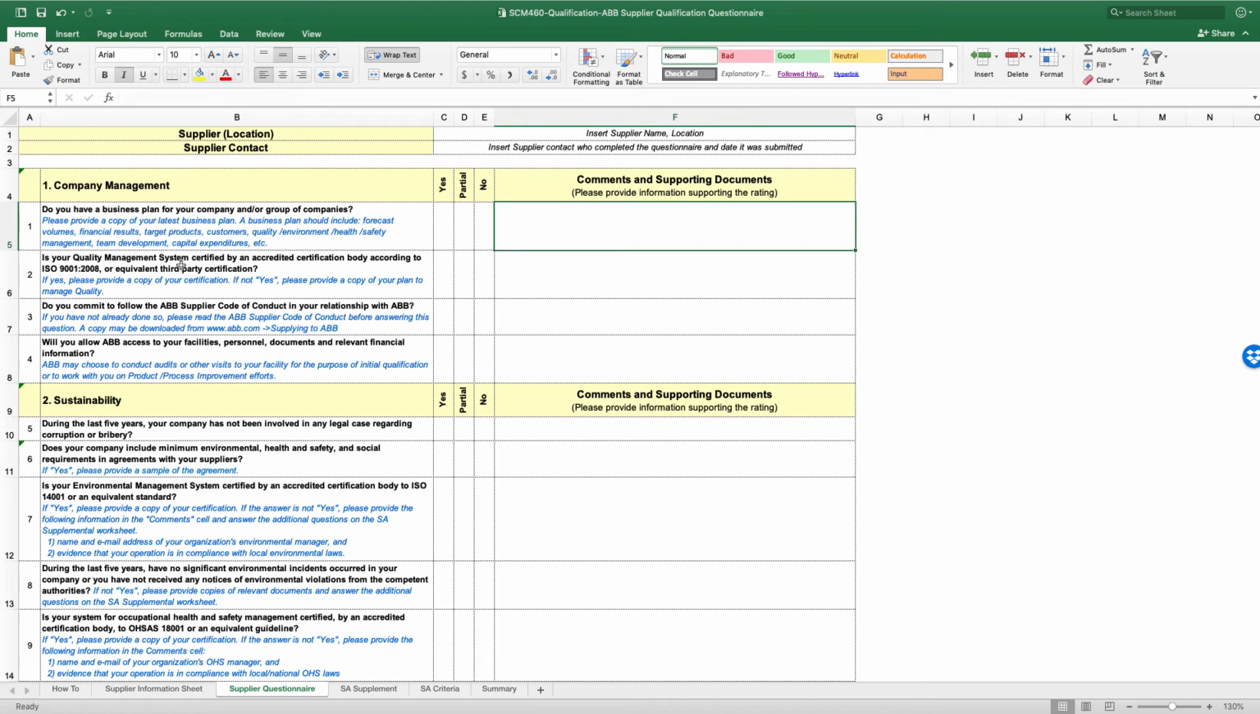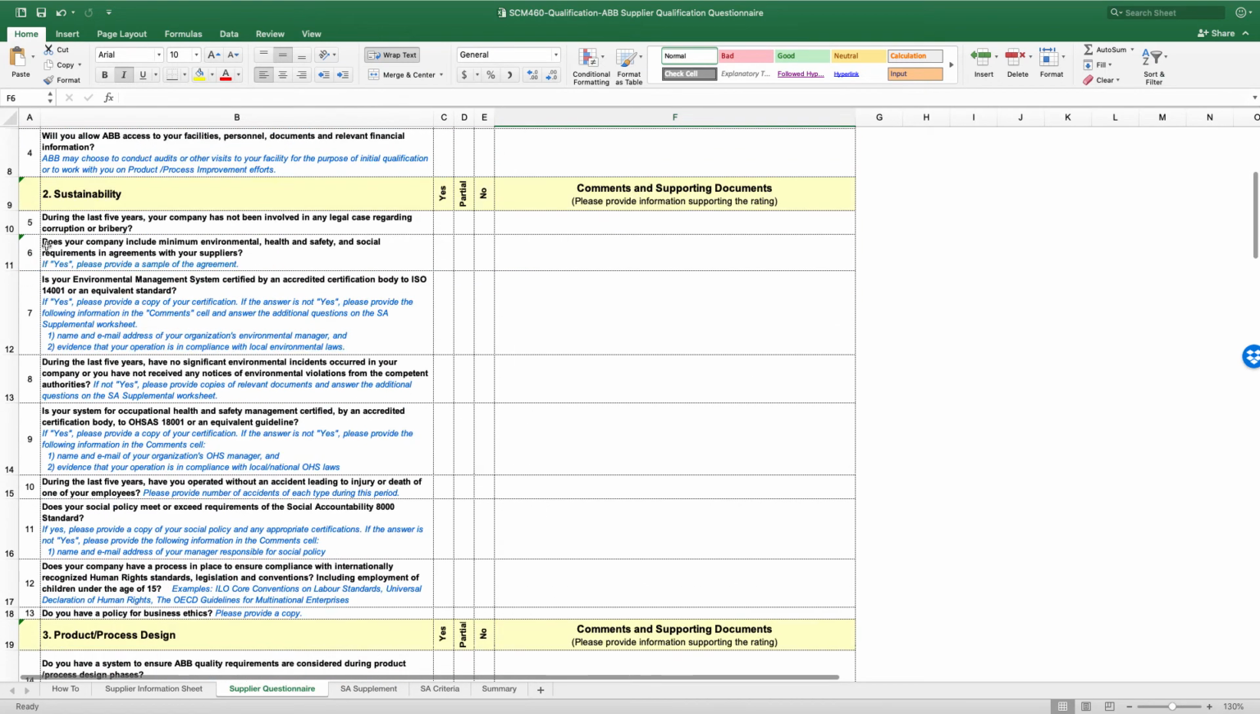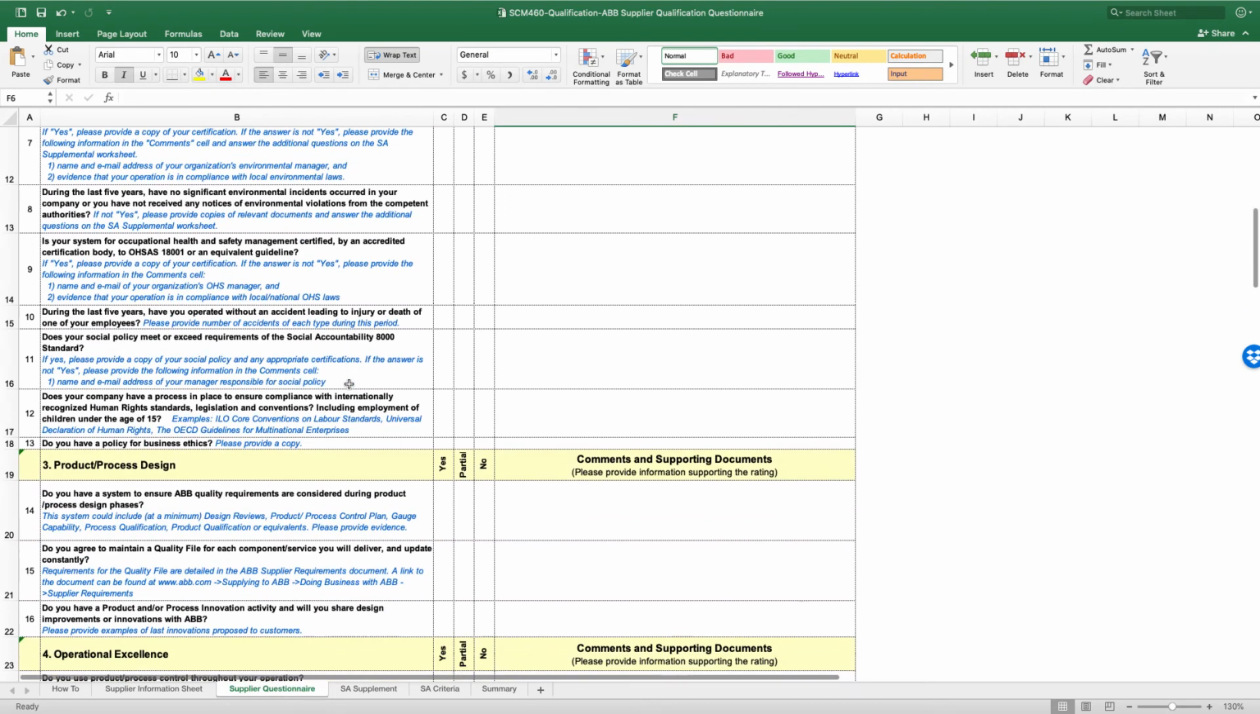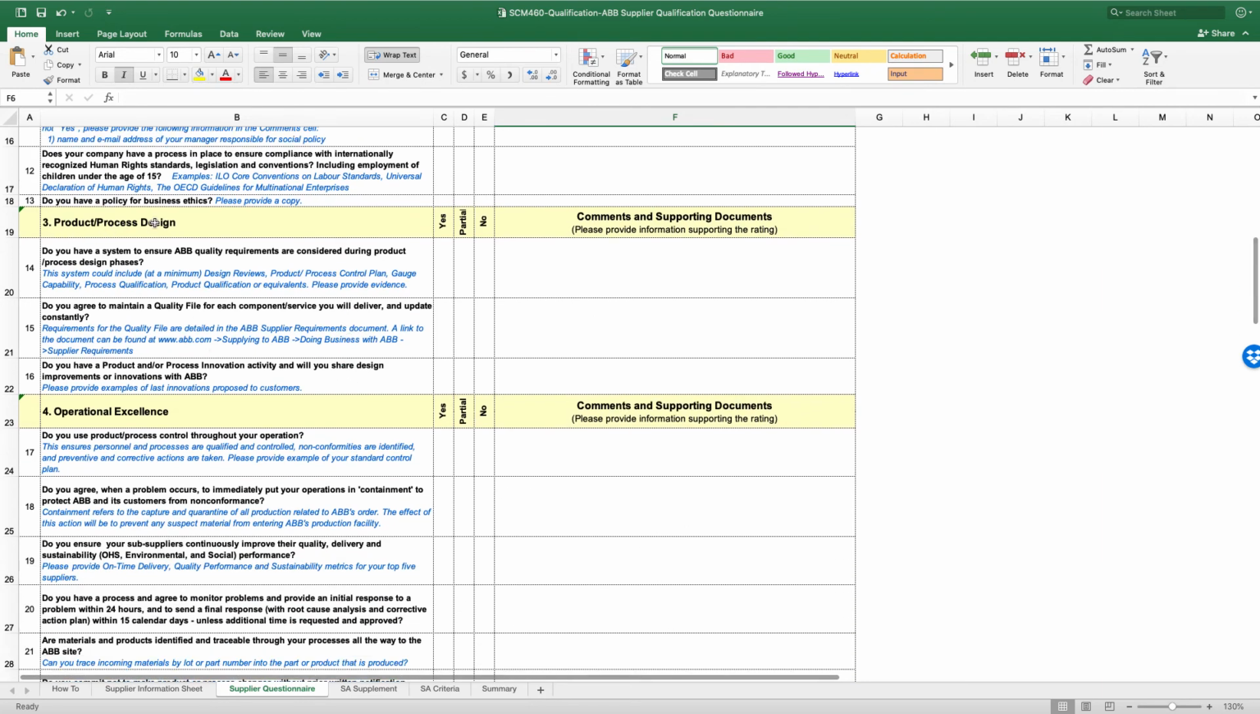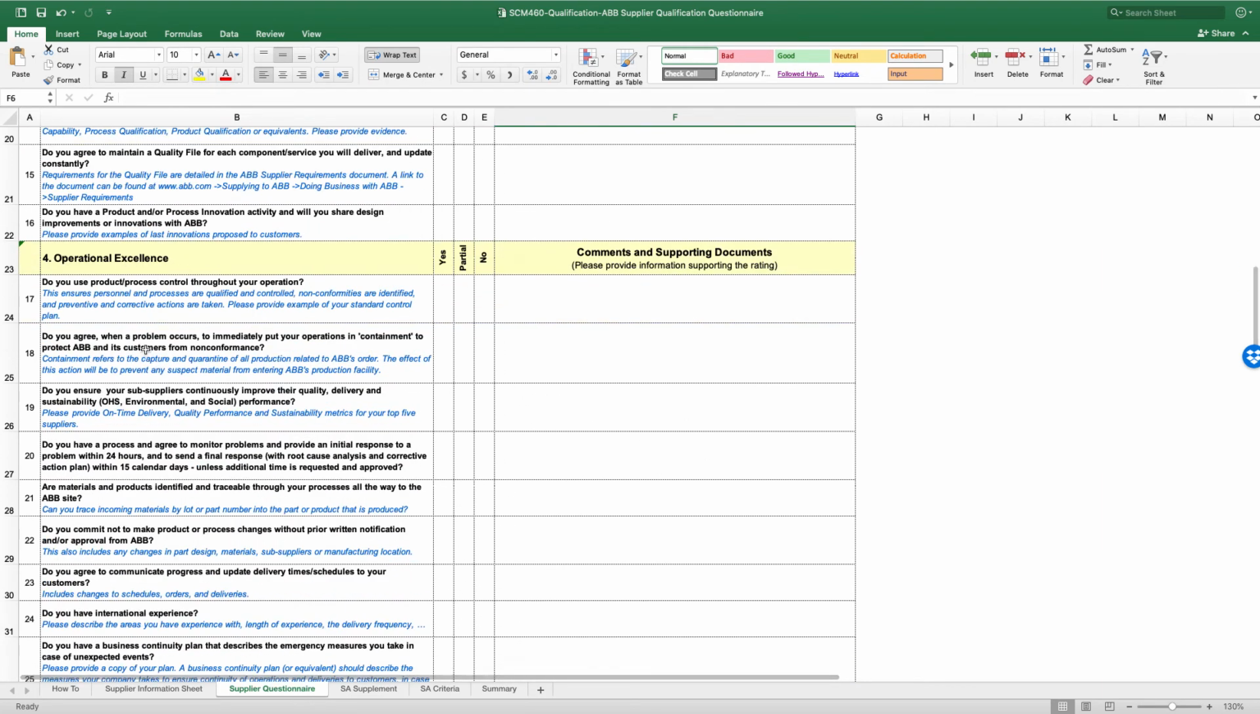Is your quality management system certified by an accredited certification body according to ISO 9001? You need to provide the assessment. Then sustainability. During the last 5 years, your company has not been involved in any legal case recording corruption or bribery. Yes, partial, no. As you can see here, there are a lot of questions about product process design, operational excellence. Do you ensure your sub-supplier continuously improve their quality delivery and sustainability performance? You have to answer and then provide comment to support your answer.